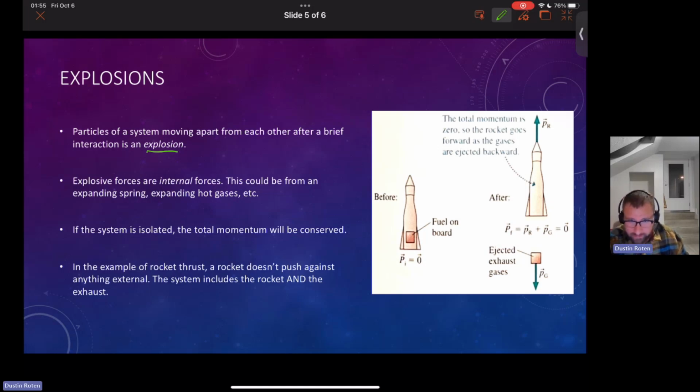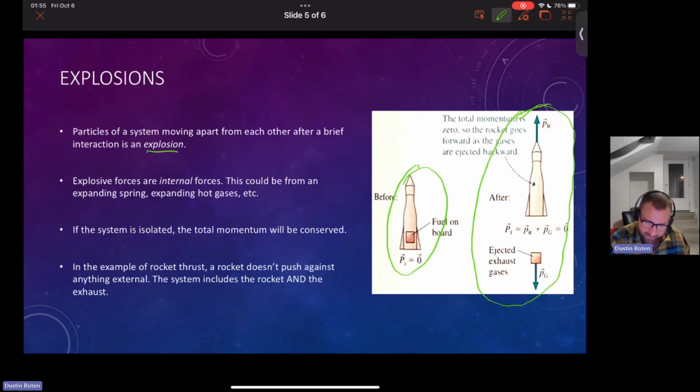And I've got the figure here. So we've got the before. Here's our system. We got the fuel on board. Initial momentum is 0. So after, we still have the system. It's just bigger now because we're still including the rocket and the gas. We got the momentum of the rocket plus the momentum of the gas. Remember, our initial momentum was 0, which means our final momentum still has to be 0. So those two things have to cancel out.